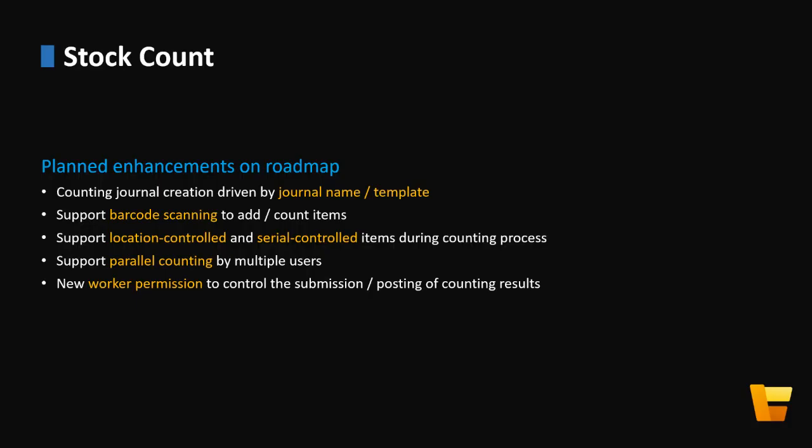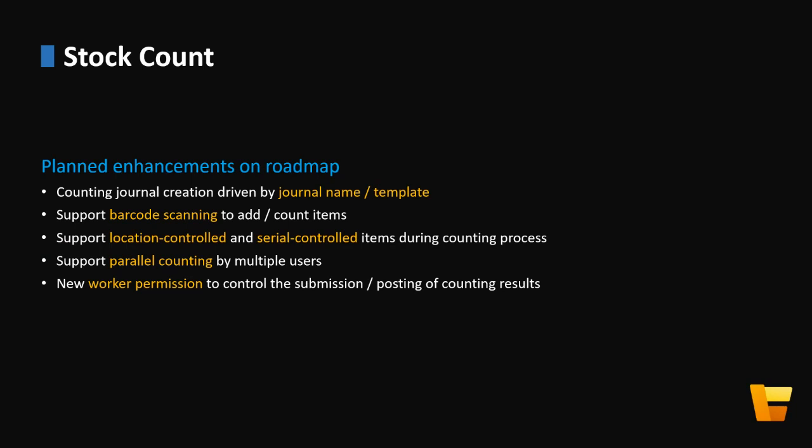So as you just saw in the demo, the current counting operation in point of sale provides limited functionalities. Taking this opportunity, I would also like to let you know that on our roadmap, we do plan to introduce a bunch of functional and experience enhancements to the stock counting operation. The first, like the inventory adjustment and movement operations, we want to provide the ability to choose a predefined counting journal name or template to drive the counting request creation from point of sale.